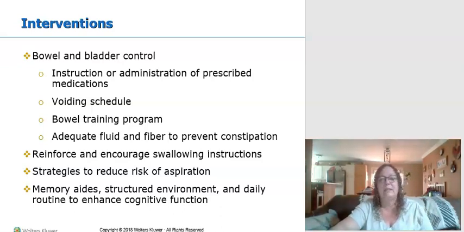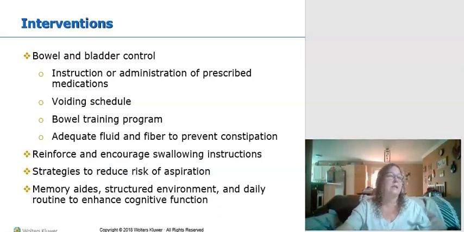It can be such things as having a structured environment. Daily routines can help enhance cognitive function. If they're on medications, having a weekly pill box. Maybe you have home health come by and fill out their pills for the week, and then they're able to just take them that way.